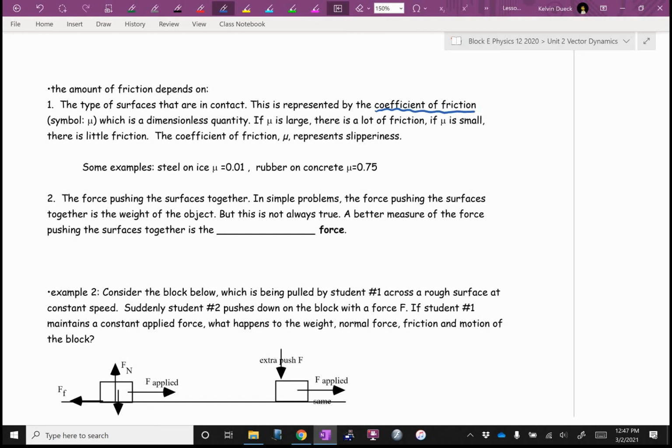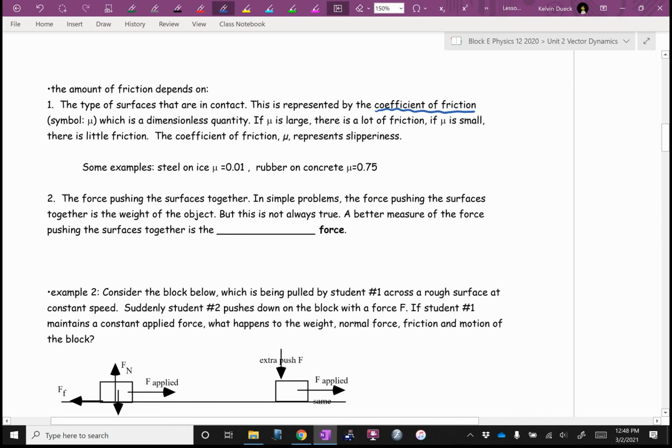Usually mu was a decimal between 0 and 1, although we'll talk about situations where mu can be larger than 1. But usually mu, the coefficient of friction, was a decimal between 0 and 1. It doesn't have any units. It's a dimensionless quantity. So if I ever ask you to find the coefficient of friction, you don't put units next to your answer. It has no dimensions. Just for some rough guesses, steel on ice has a coefficient of friction of about 0.01, really slippery. Rubber on concrete has a coefficient of friction of about 0.25, fairly sticky, fairly grippy.